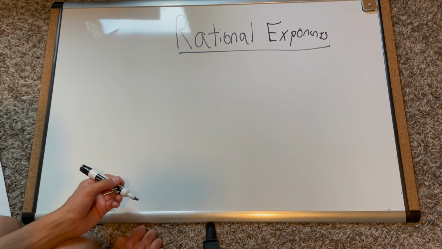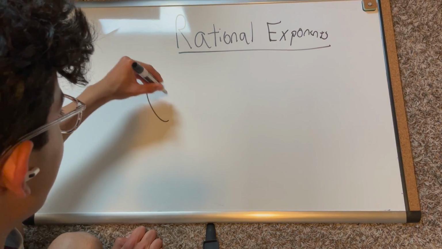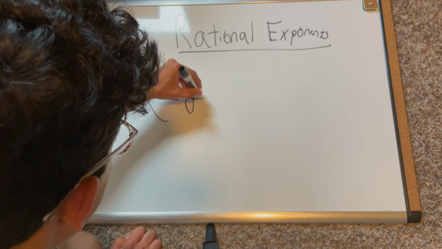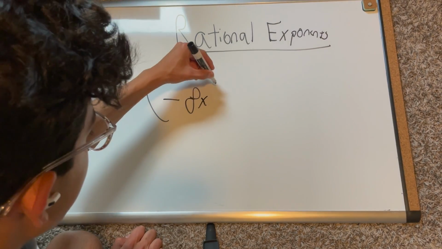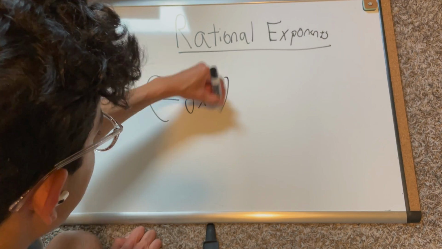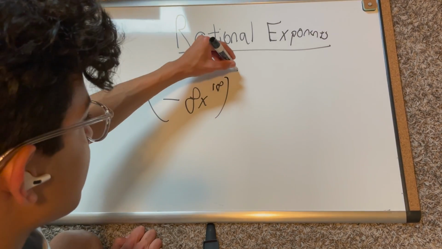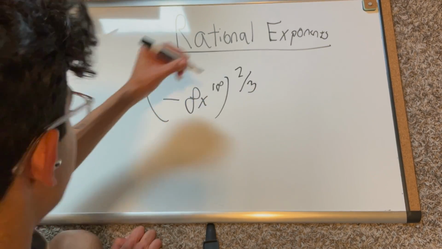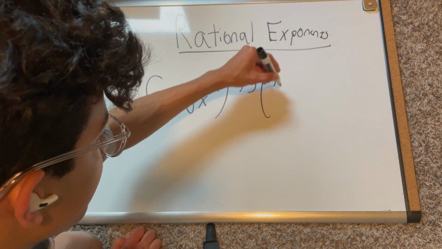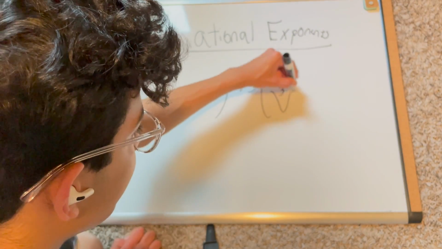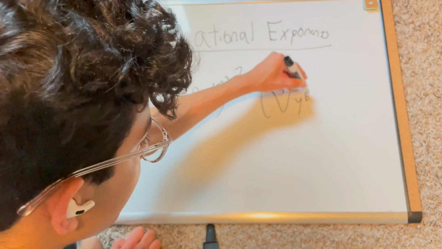So this one's going to take a while, just letting you know. So we have negative 8x to the power of 18, to the power of 2/3, times the cube root of y to the 6th.